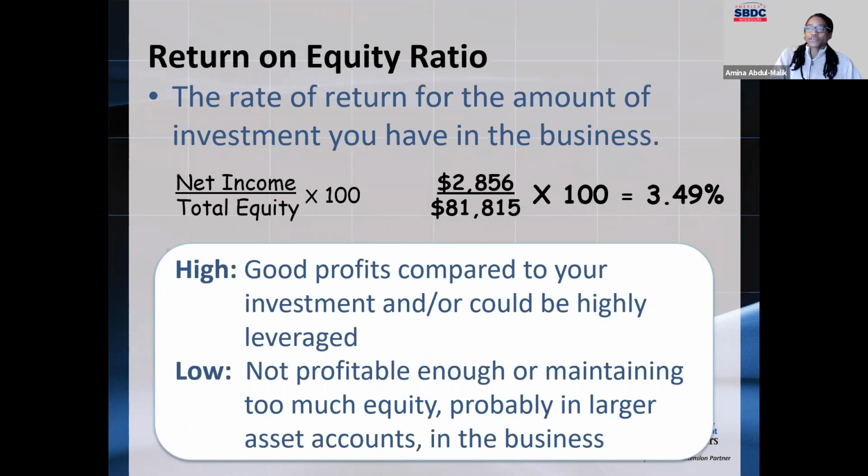So a high return on equity ratio means that your company has good profits compared to your investment, and it could be highly leveraged. Anything over 1% here means that you are getting more percentage-wise from your investment in that company. If the return on equity ratio is low, that means that you're not profitable enough, or it could also mean that you are holding too much equity, okay?